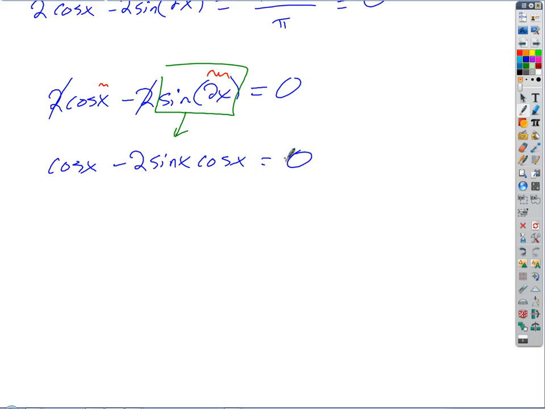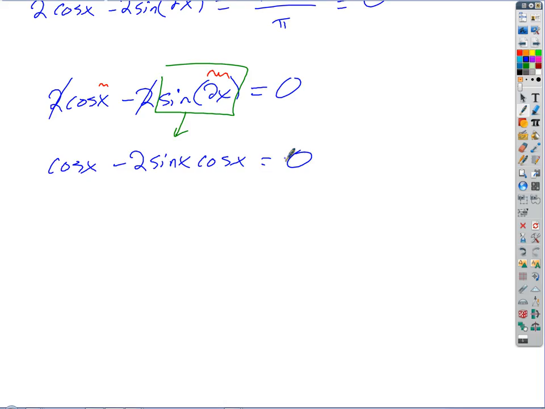Why did we cancel the 2's? I just divided both sides by 2, because 2 is a common factor on the left side. Okay, so now what?